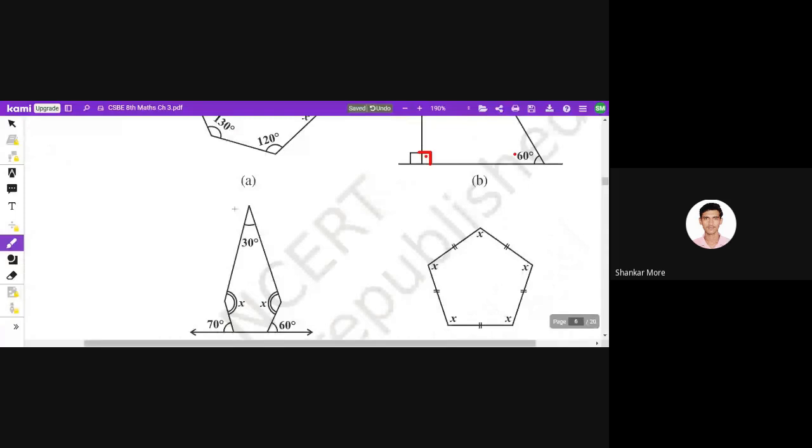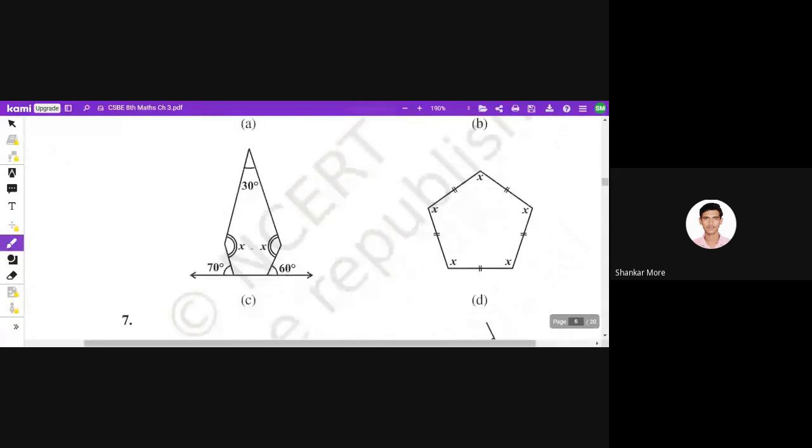Okay, now we have to find the value of x here. So how are we going to do this? See, this angle is 70 degrees, this is 60 degrees. Now this total angle is 180 degrees, and this total angle is 180 degrees. So 180 minus 70, this angle is going to be 110, right? And this angle is going to be 120. Okay. So this is 110. This is 120. And this is 30 degrees.